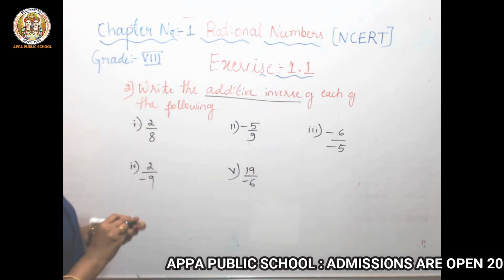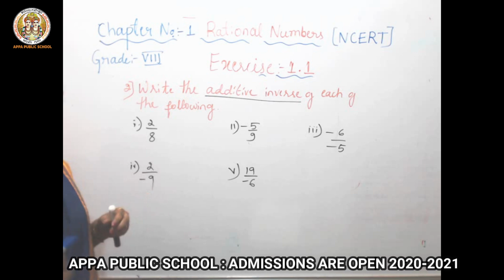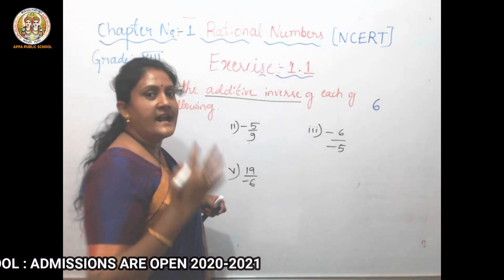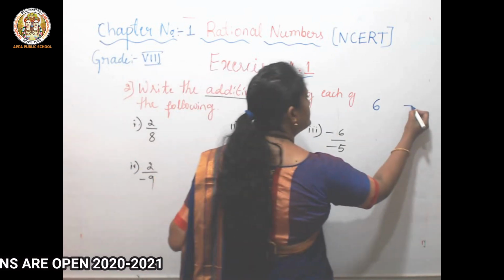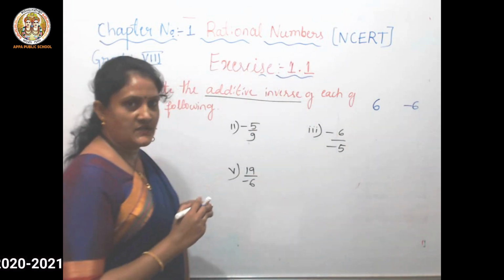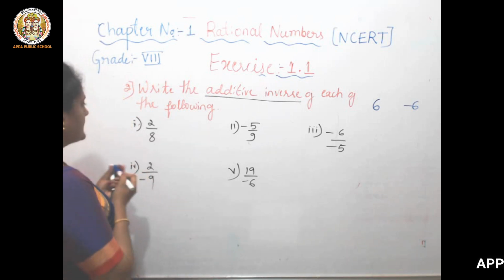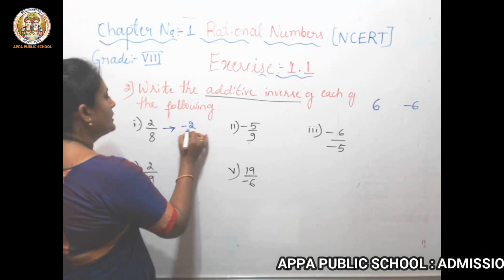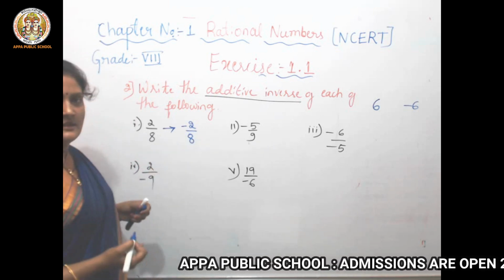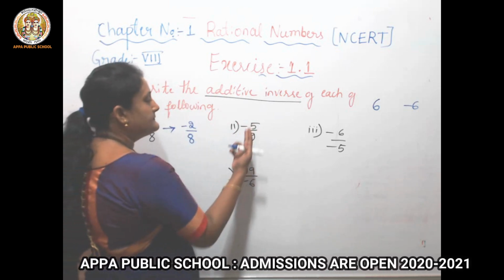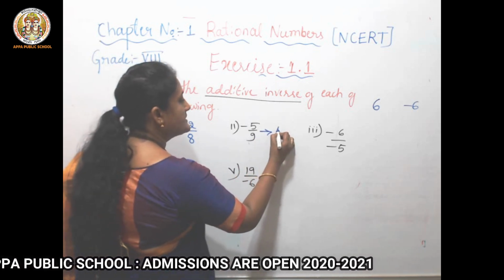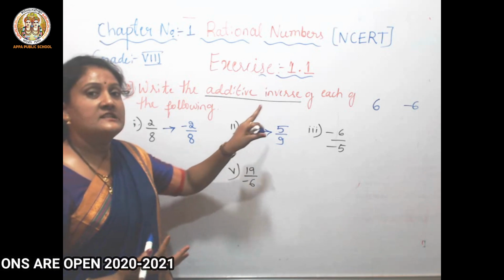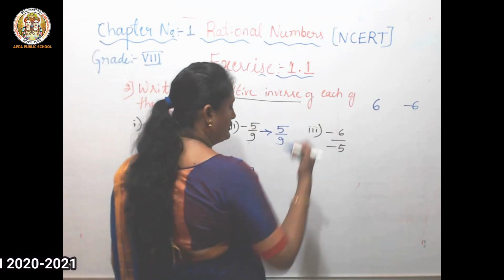See, in the concept we learned additive inverse. What is the additive inverse of 6? That is minus 6. Only the sign changes, right? So shall we write the answer for this? The additive inverse of 2 by 8 is minus 2 by 8. Now in a similar way, minus 5 by 9 is there. So what is the answer? Plus 5 by 9. Okay. We only have to change the sign. That's it.